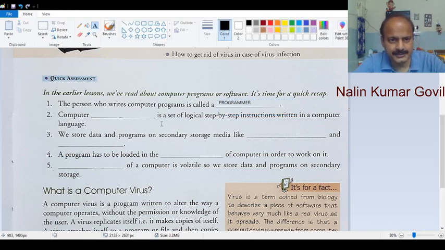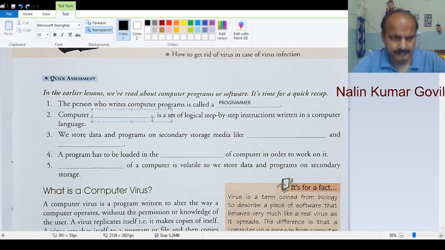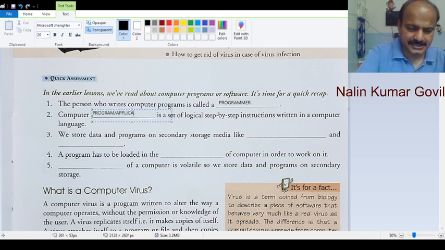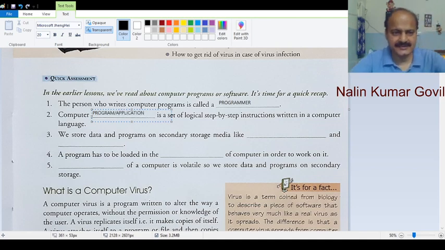Second question, computer blank space is a set of logical step-by-step instructions written in a computer language. So computer program. You can also write here the answer, the application. Application and the program both are the same words.